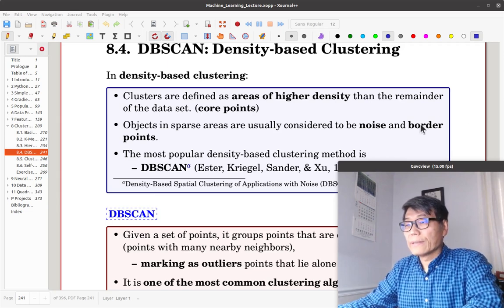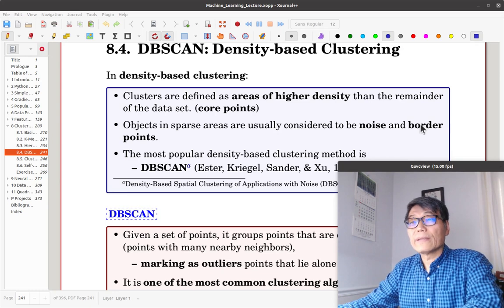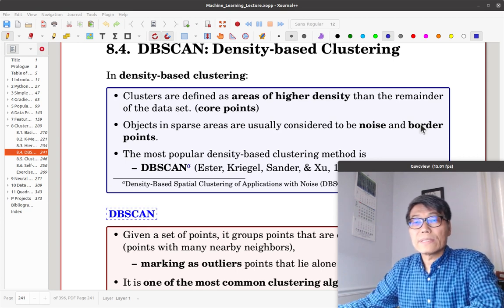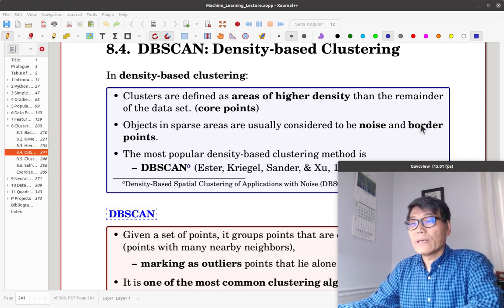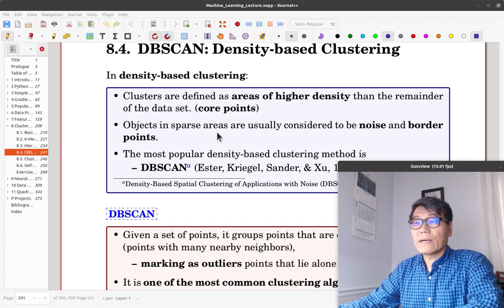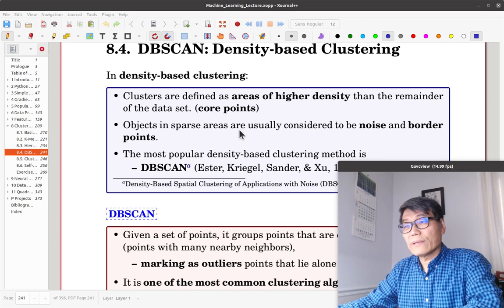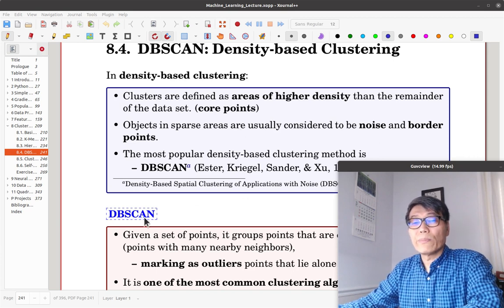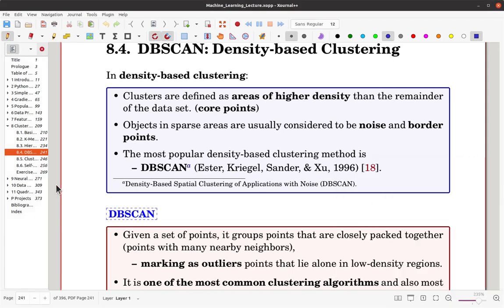It is section 8.4, DBSCAN, density-based clustering. In density-based clustering, clusters are defined as areas of higher density than the remainder of the data set. The objects in sparse areas are usually considered as noise and border points. The most popular density-based clustering method is DBSCAN.